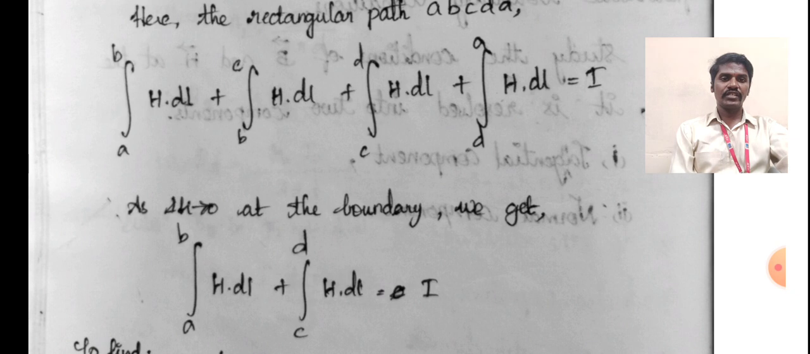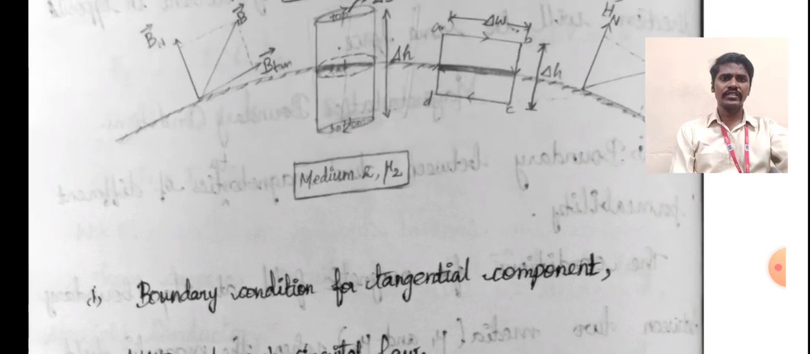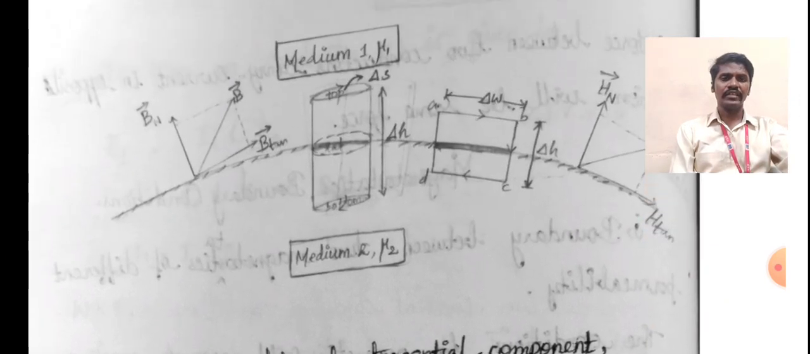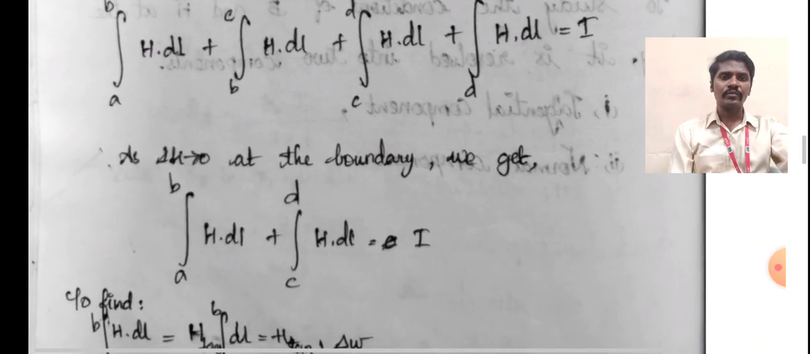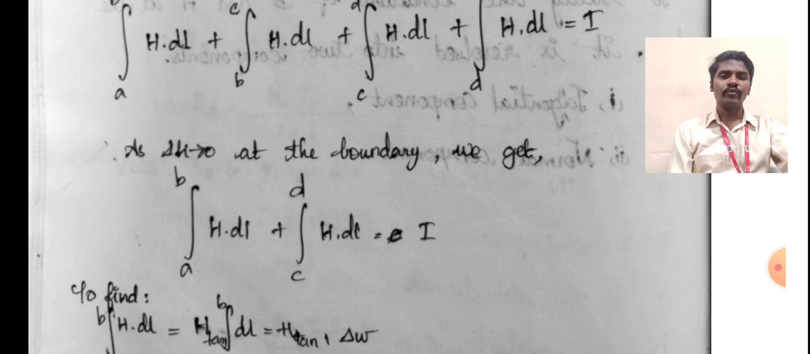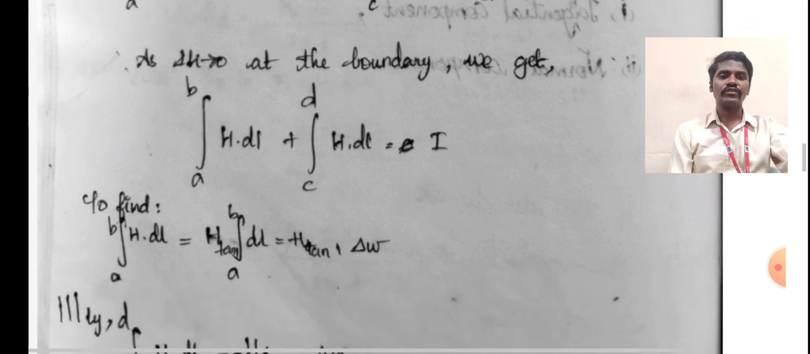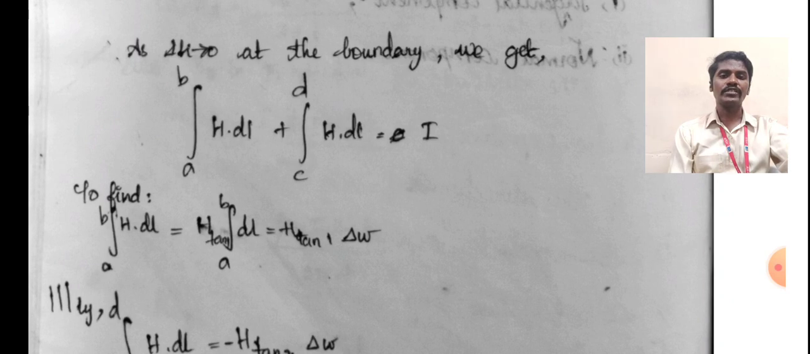As del h tends to 0 at the boundary, if you see this diagram, you will understand that B to C and D to A become 0. Therefore we get only A to B and C to D, which are in opposite directions. That is represented here: line integral A to B H dot dl plus line integral C to D H dot dl is equal to I. The other two components become 0.